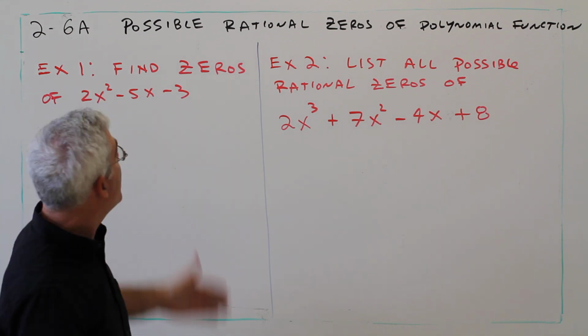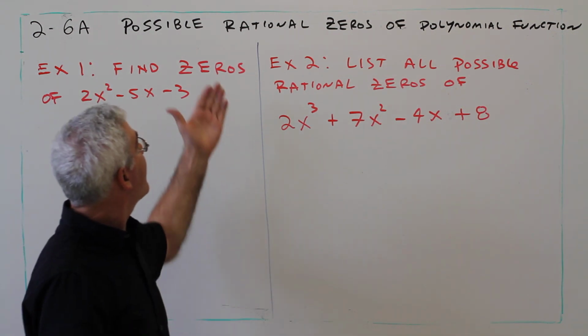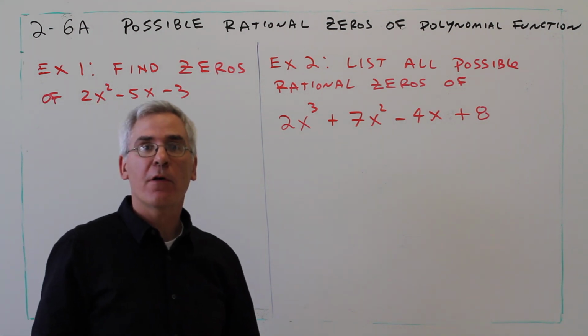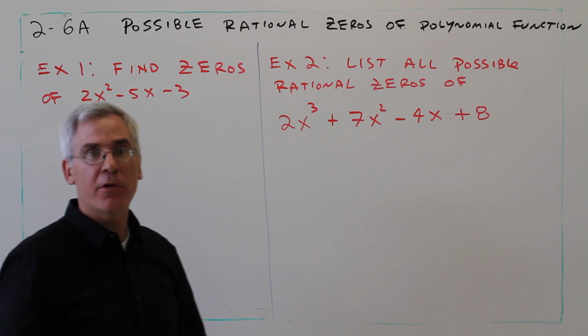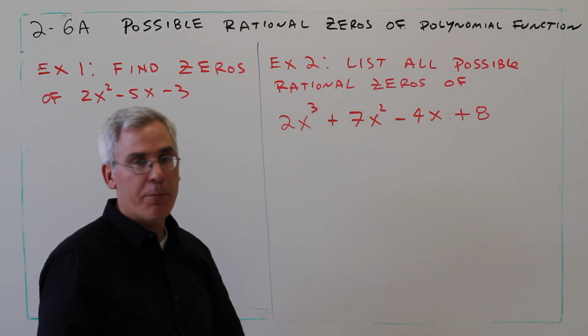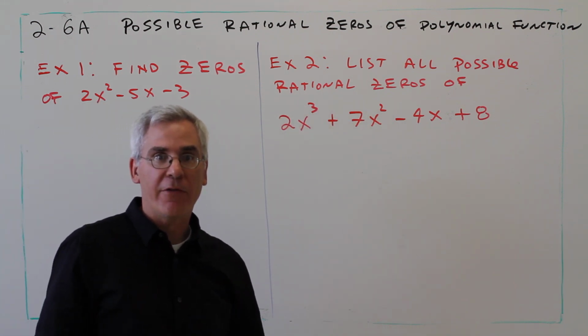This is lesson 2-6a, how to find the possible rational zeros of a polynomial function. I've got two examples. The first example will give some background. The second example will be more like the problems you'll have in the textbook.